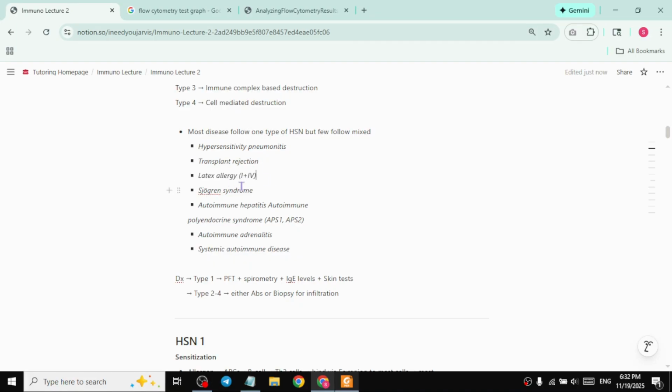All of that is a part of it. Latex allergy. It could go with the IgE mediated type 1, right? Or it could go in like contact dermatitis type 4, right? Sjogren syndrome. Sjogren syndrome is usually like an antibody that is directed towards an antigen. So it's usually like a type 2, but it can behave like as an immune complex phenomenon, right? So Sjogren's. Same with all of these. So autoimmune hepatitis, adrenalitis, systemic autoimmune disease. You see, all of these are mixed type of hypersensitivity.